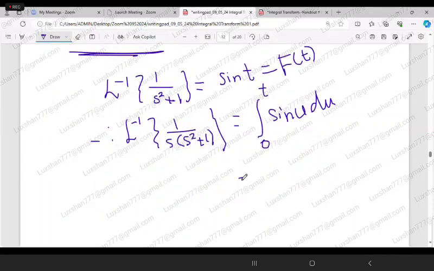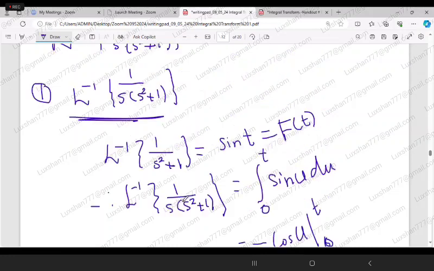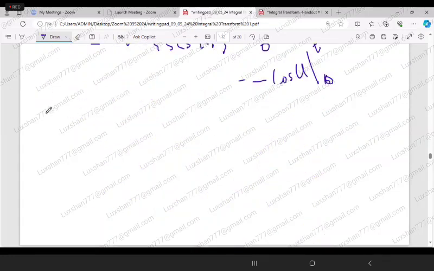So if you integrate sine u, you get minus cos u. And you have to substitute 0 to t. So if you substitute 0 to t, then you will get 1 minus cos t. So now, again we have to divide this by s to get this integration.